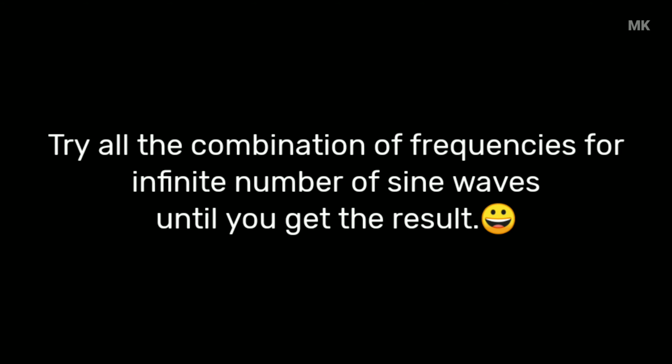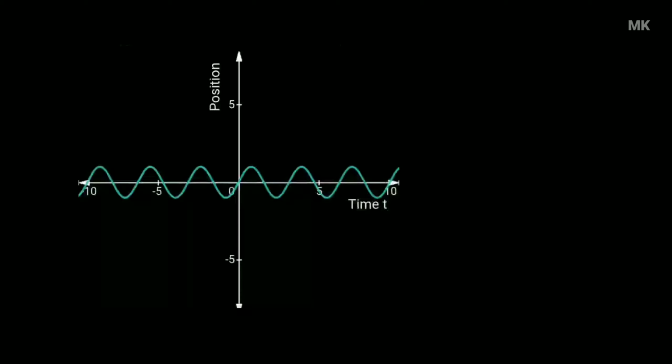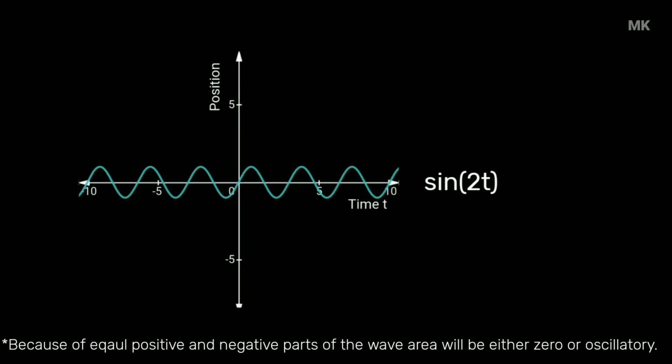Okay, there are two ways. First, try all the combinations of frequencies for all infinite number of sine waves until you get the answer. Then let's try to look at another way. For this, I am going to consider an example. Let's say sine of 2 times t. Now I want to find the area under this curve. Then obviously, depending on the limits, I will get either 0 or an oscillating result, but I will never get the actual answer of this function.